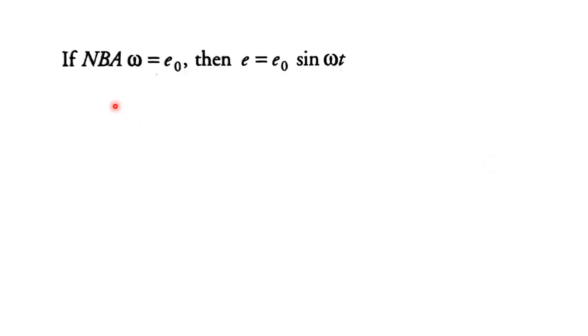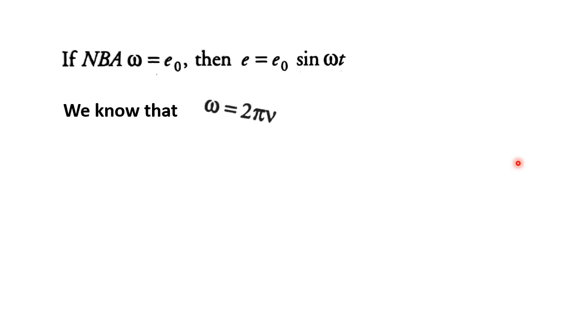Now suppose in that expression NAB omega equals, say, E naught, that is the maximum EMF. Then we can write at any instant the EMF induced E equals E naught sin omega t. So here it is an alternating EMF, with polarity continuously changing from positive to negative, and the EMF changes with respect to time. So it clearly indicates that effect.